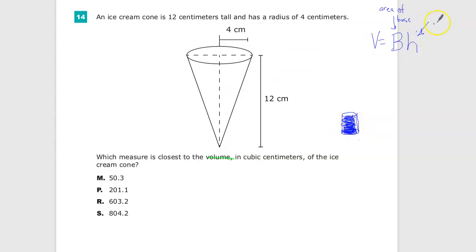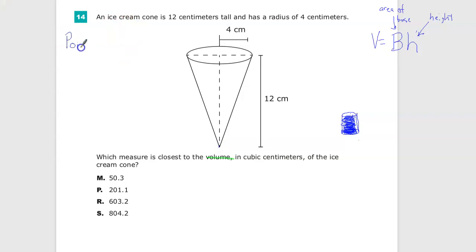The height represents how many times you have to fill it up on top of itself in order to get from one end to the other. So in a cylinder, the base shape is on top and the bottom. Now, this is not a cylinder, this is a cone, so it's got a pointy end.